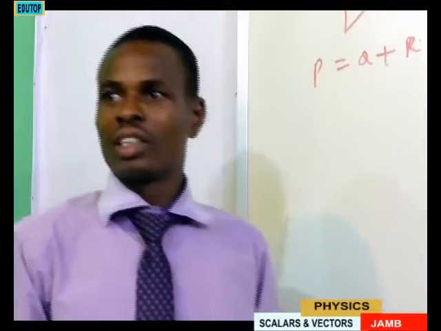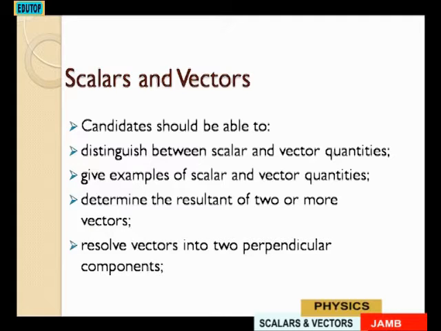We want to start a new topic right now, which is scalars and vectors. Under this topic, candidates are expected to be able to distinguish between scalar and vector quantities. They are also expected to be able to give examples of scalar and vector quantities. You should be able to determine the resultant of two or more vectors, and at the same time, be able to resolve vectors into two perpendicular components.